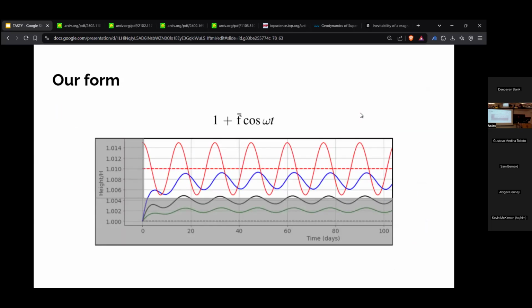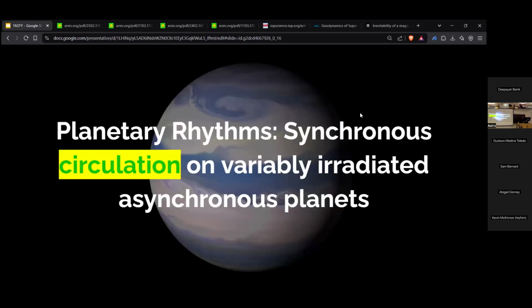So for this purpose, it's a theoretical work. We are going to use a very simple form of irradiation variation, which is cos(ωt), where ω is the frequency of radiation. Now let's come to circulation. This is something I do as a part of the Earth, atmospheric and planetary physics group in the physics department.